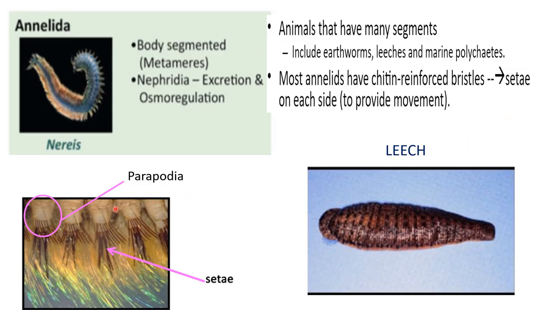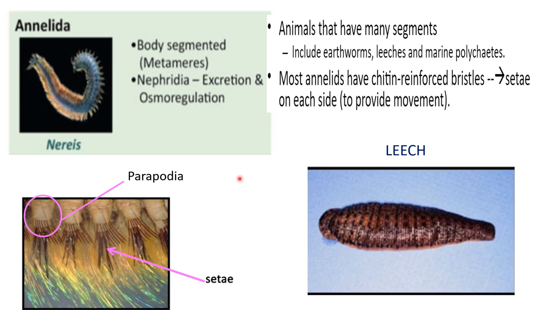The parapodia that I am showing here, seen in Nereis, are lateral appendages, side appendages, which bear setae, and these parapodia help in swimming. So metamerism, meaning the segmented body, is a characteristic feature of annelids, and then the setae and the suckers help in their movement, and the nephridia help in their excretion.